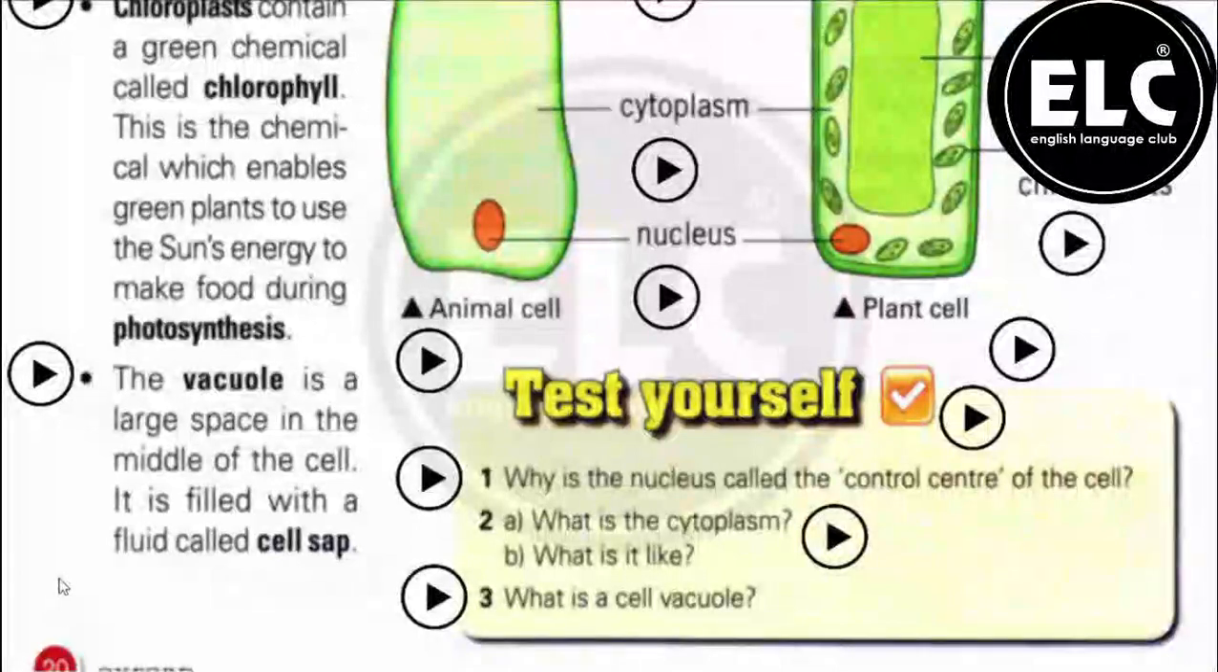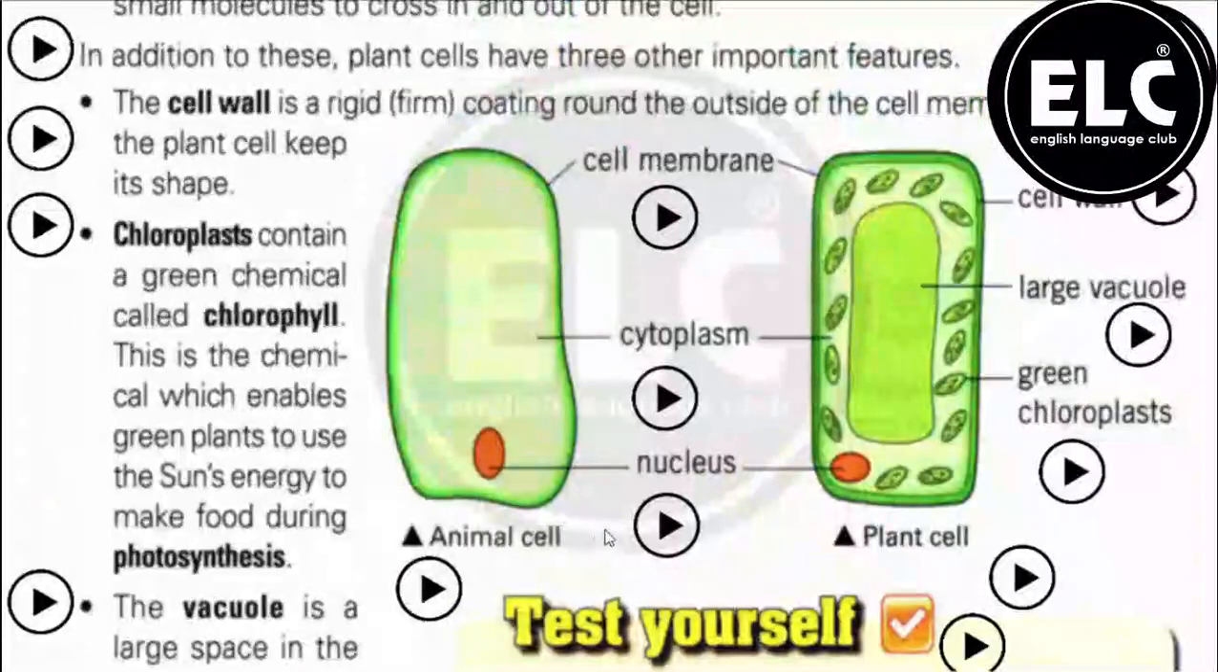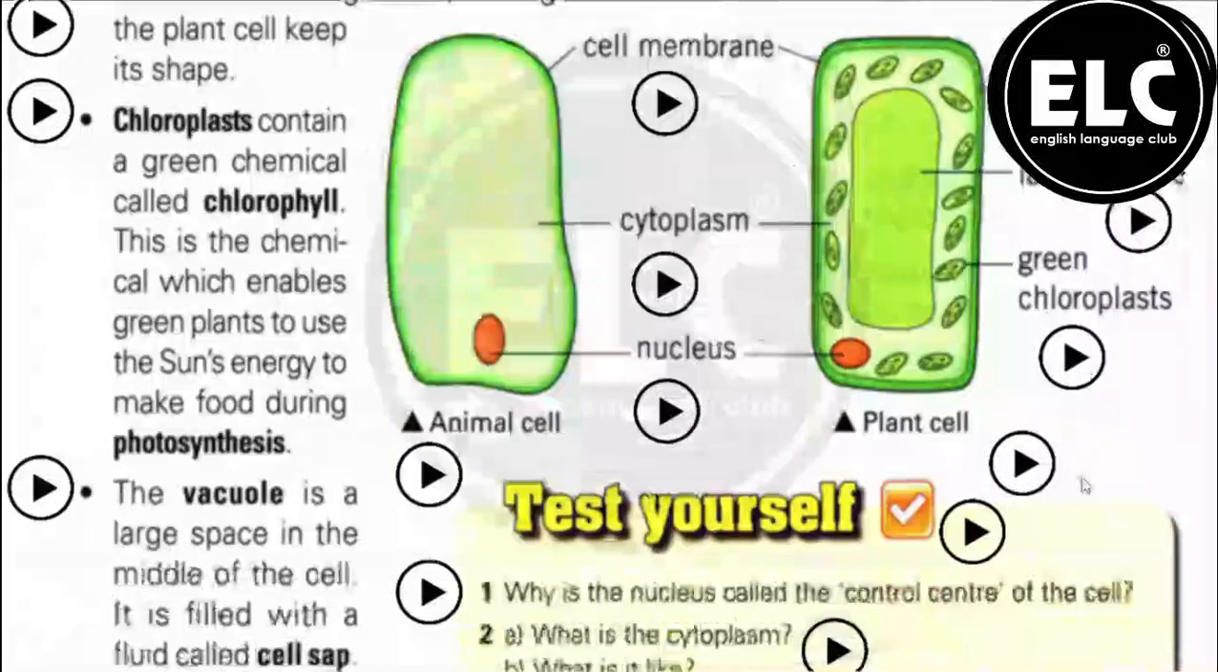The vacuole is a large space in the middle of the cell. It is filled with a fluid called cell sap. Animal cell: nucleus, cytoplasm, cell membrane. Plant cell: cell wall, cell membrane, large vacuole, cytoplasm, green chloroplasts.